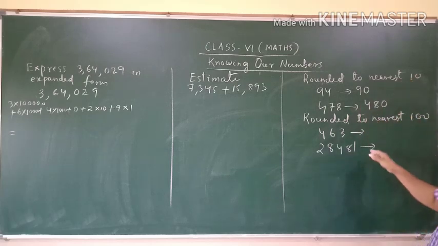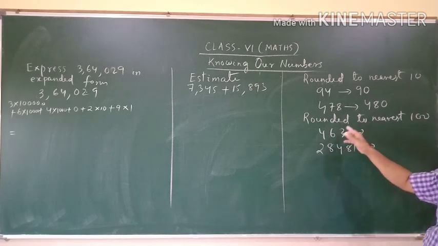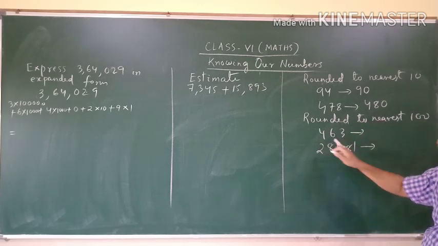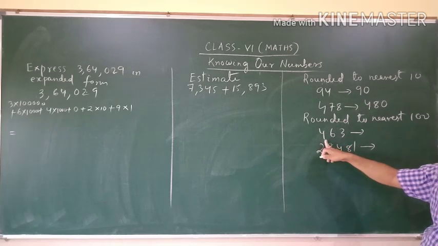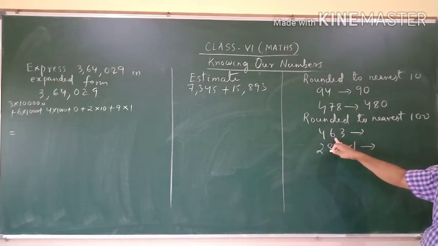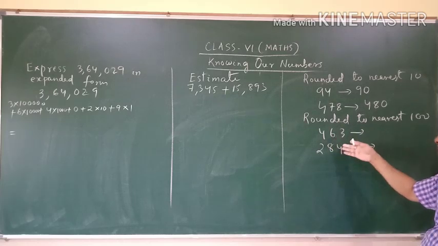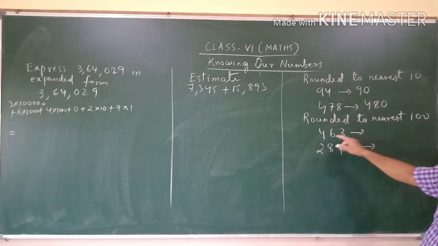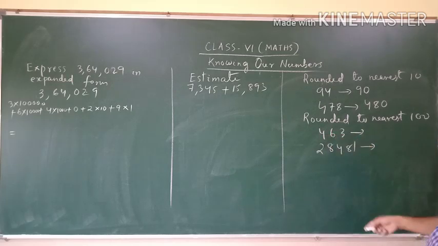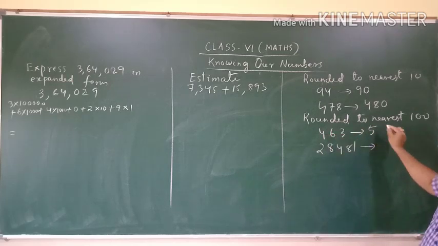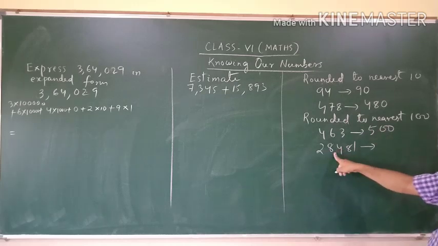Okay. Now come to rounded to nearest 100. Nearest to 100 means you have to see the 100 place. In the 100 place 4 is there. So after 4 which number is there? Here 5 is coming, which is 5 or more, so you convert it to the next number, that is 500. So 500 is the rounded to 100 here.